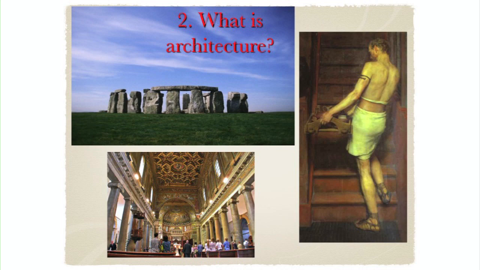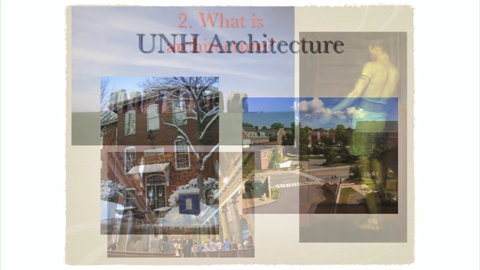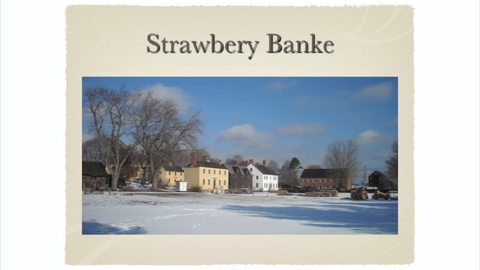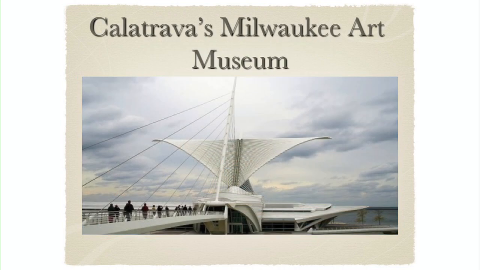I think you'll find that we can interpret this as something local, even very local, based on what we see around campus here at UNH. We could interpret it in terms of the region. Near us here in Portsmouth is Strawberry Bank. We could interpret it as something more removed from us in terms of New England. I'm thinking of the work of Calatrava and his recent work at Milwaukee Art Museum. He's a wonderful combination of an architect and a civil engineer.